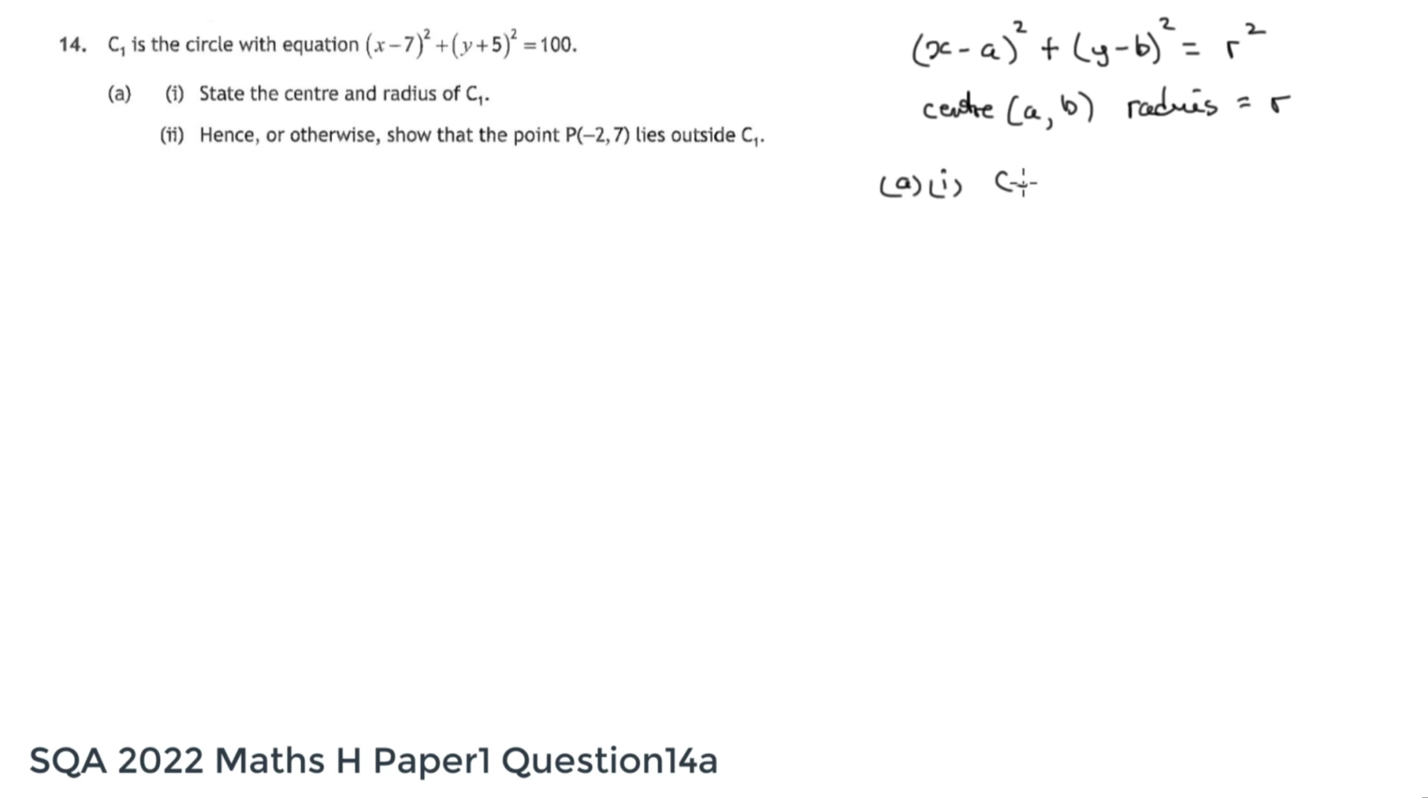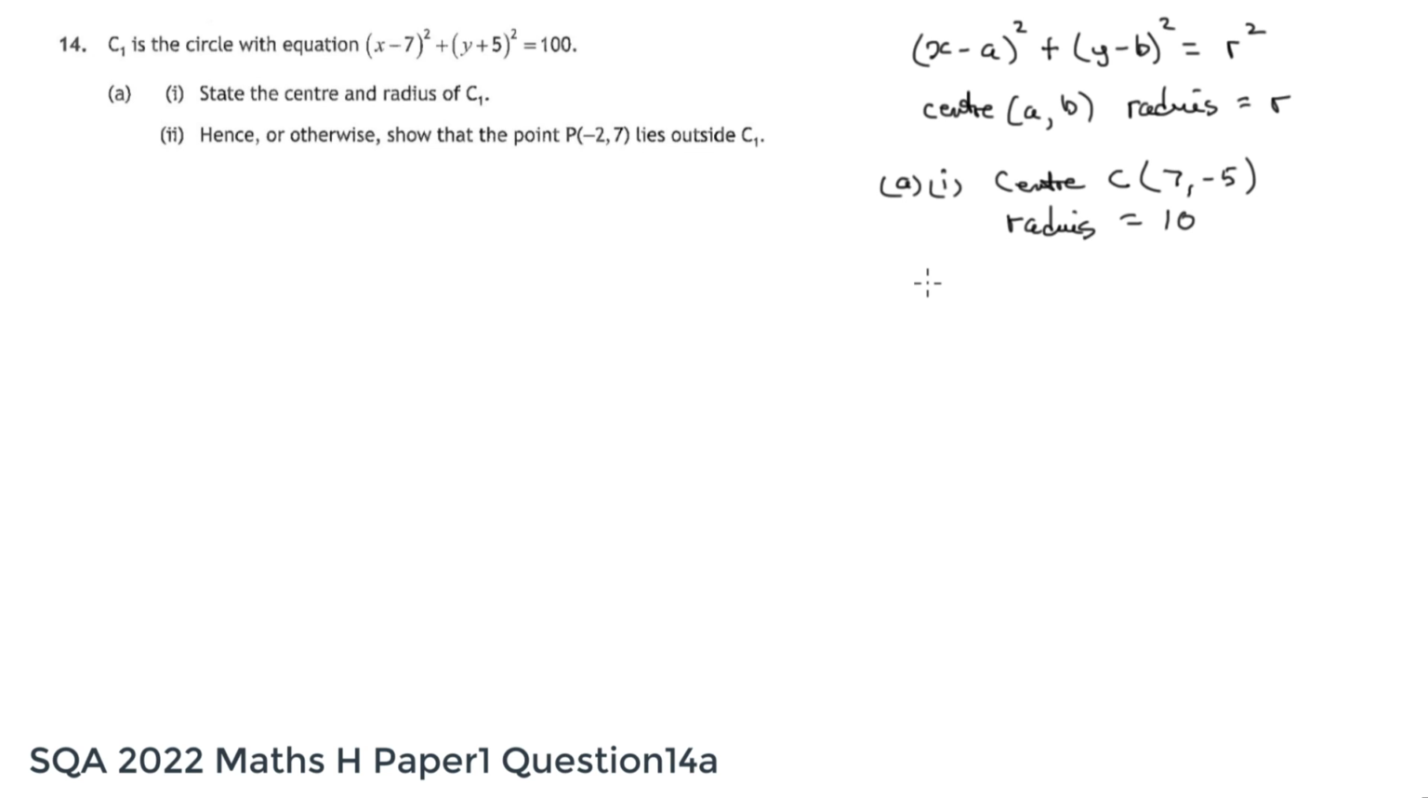So the centre, and let's call it C. We compare this with this. We can see that a is 7 and b will be -5 to get that +5 there. So (7, -5) is the centre. And the radius, well, the number that appears here is r squared, the radius squared. So 10 squared gives you 100. So the radius is 10, the square root of 100. So that's the centre and the radius.